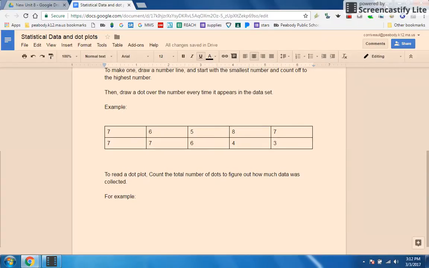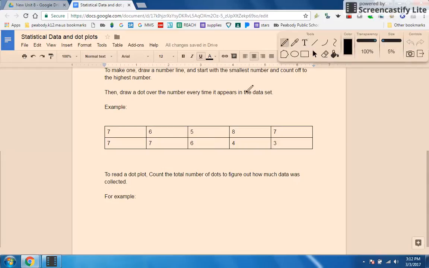So what I'm going to do is draw a dot plot. First thing I'm going to do is find the smallest number and the biggest number. So if I look at my data here, 3 is the smallest, and it looks like 8 is the biggest. So what you would do is draw a number line. It's going to be a pretty bad straight line, but I'm trying my best here. So draw a number line and count from the smallest number to the biggest number.